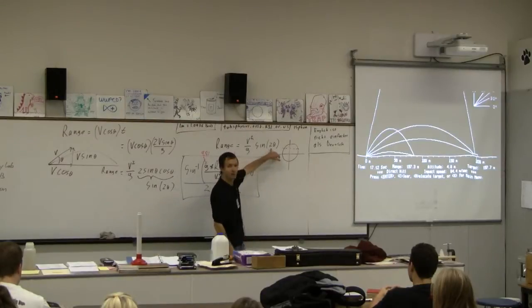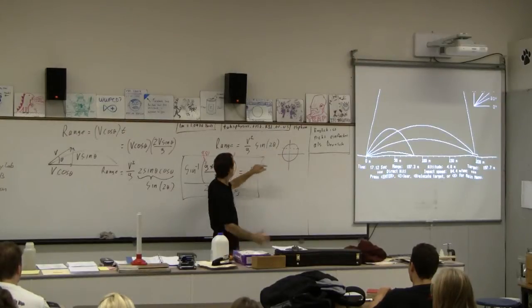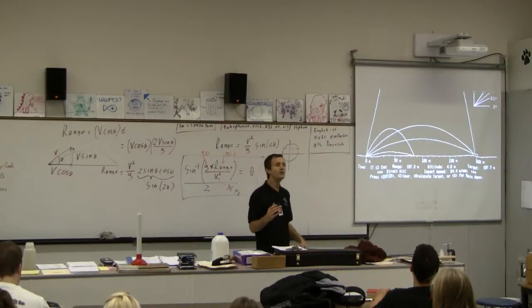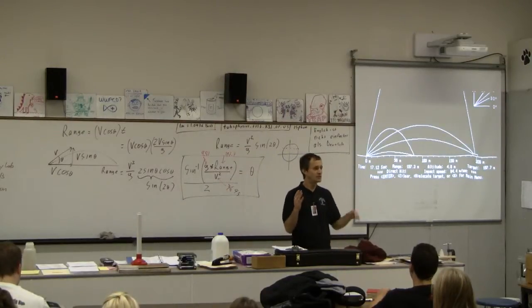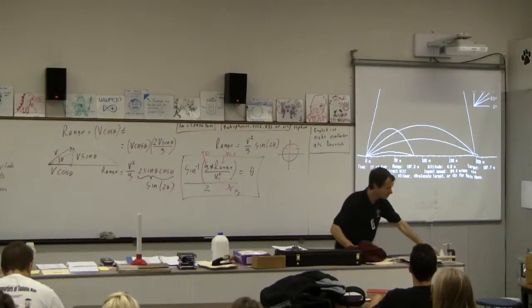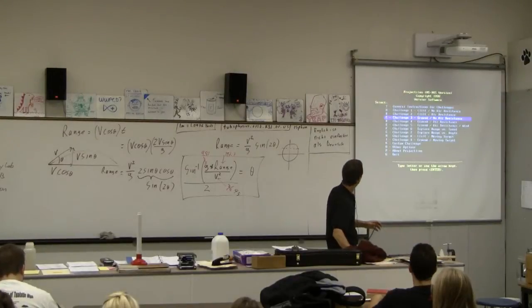You can also make the angle 45. What if you make the angle 45? Isn't it simple? Doesn't this term go away? Sine of twice 45 is 1, and then the range is just V squared over G, right? I don't care how you do it, but just hit the target that they give you, right? That's that challenge. And then let me show you the other challenges, okay?